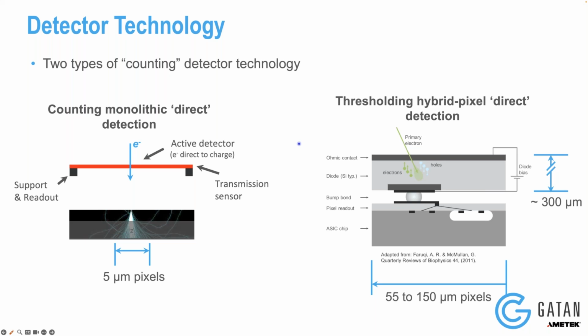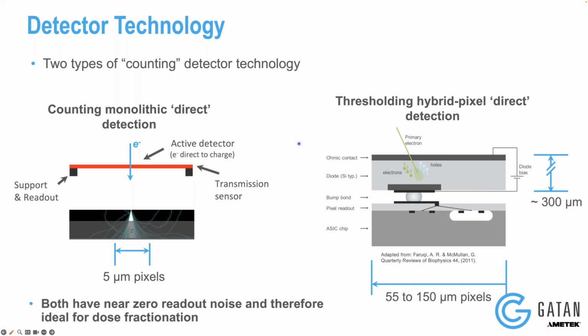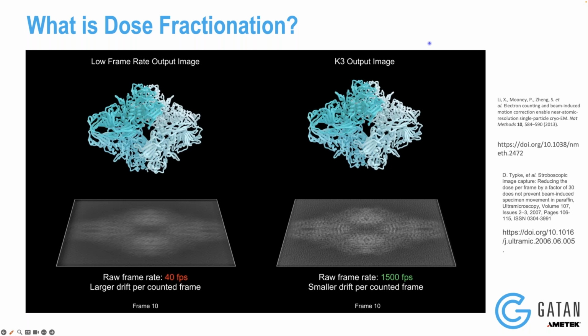And the thing that we're going to focus on today is what we call dose fractionation. Dose fractionation works really well with these counting cameras because of this readout noise rejection. So what is dose fractionation? It's actually something that originated in cryo-EM, and it's a means of, it's kind of like a motion correction technique.